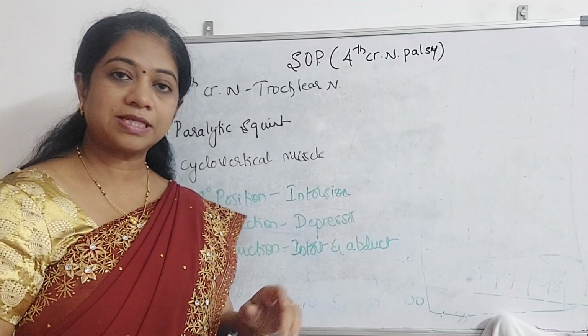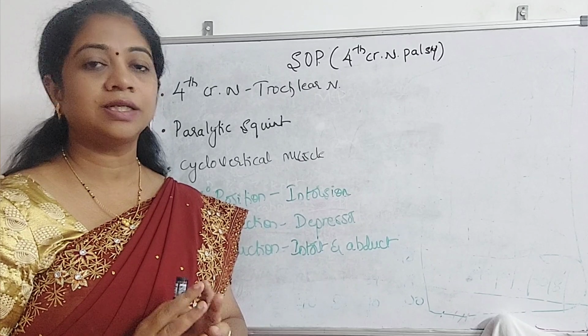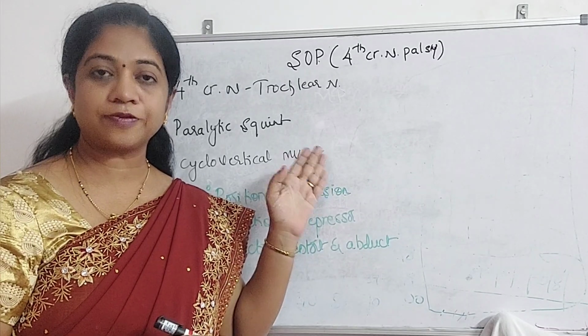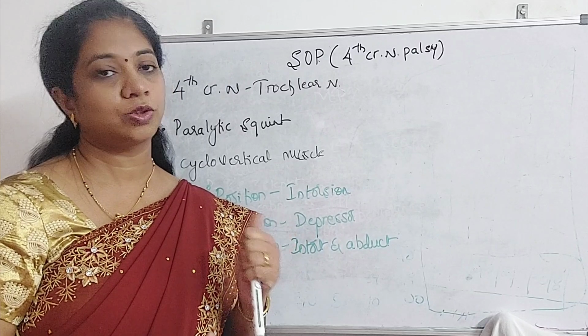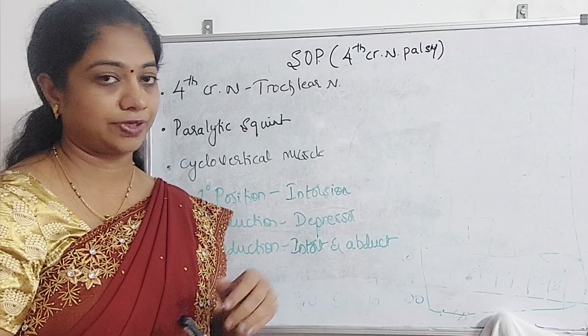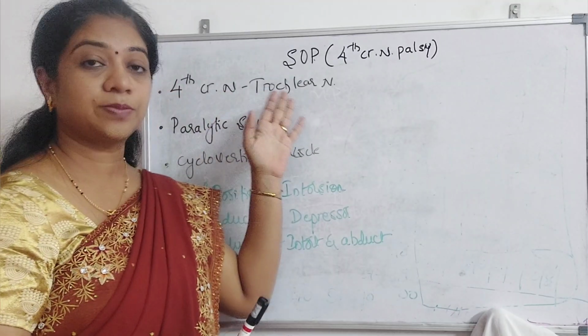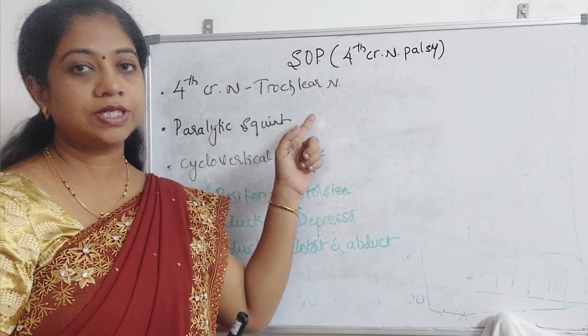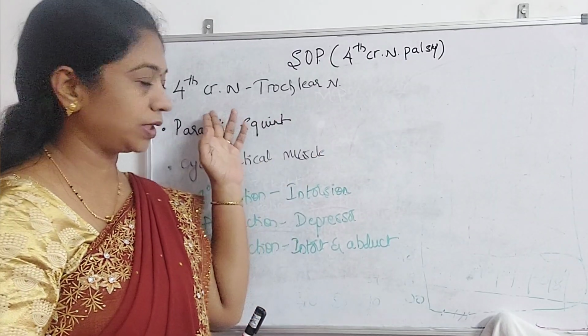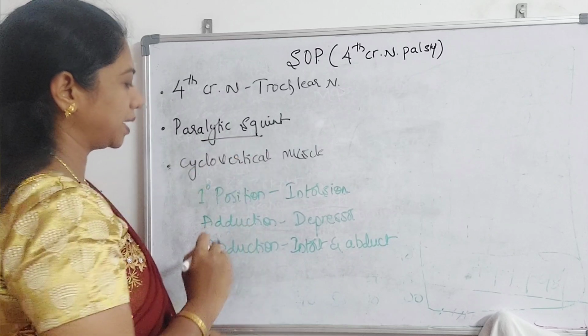The superior oblique muscle is supplied by the fourth cranial nerve, which is nothing but the trochlear nerve. I have discussed the fourth cranial nerve anatomy in my previous videos. Please do watch that video to know about the anatomy of the trochlear nerve, then come to this video, okay? The trochlear nerve is a pure motor nerve which supplies the superior oblique muscle. So if there is any dysfunction of the trochlear nerve, it will lead to superior oblique palsy, and then to paralytic squint.